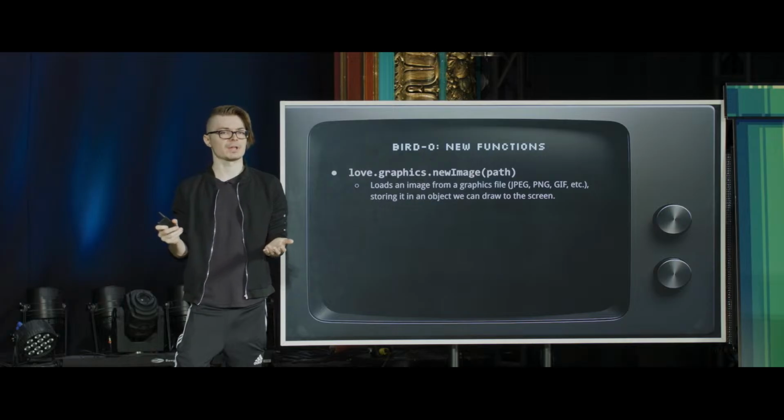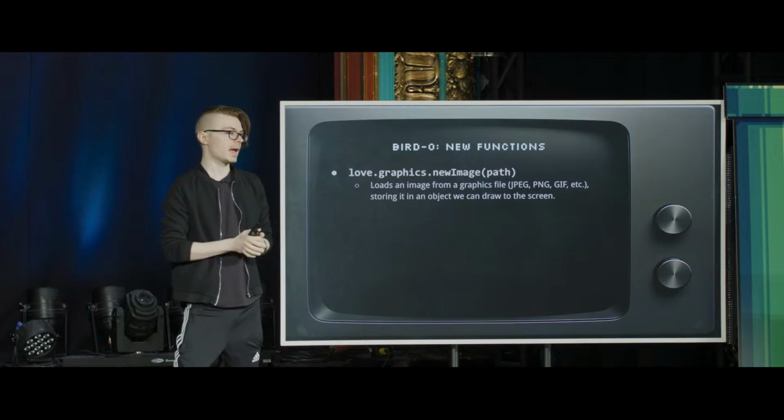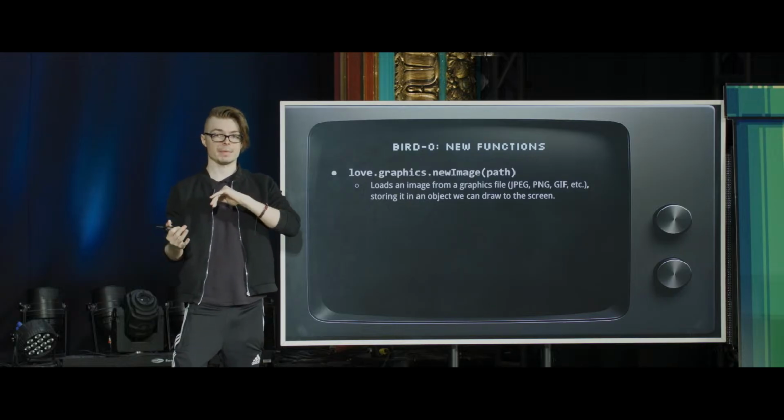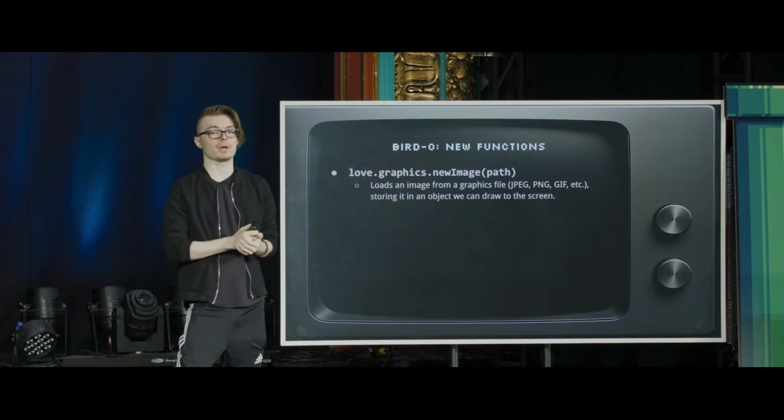It supports most image types. PNGs are very common, but you might also have GIFs or JPEGs. And then with that, we'll store that in memory, and then we can draw that onto the screen with love.graphics.draw, which is another function that we'll also take a look at.